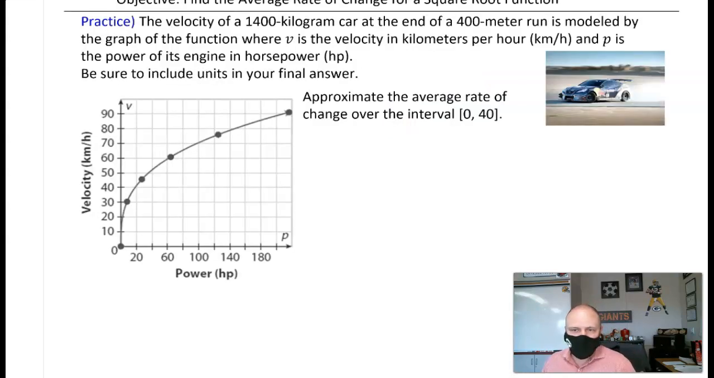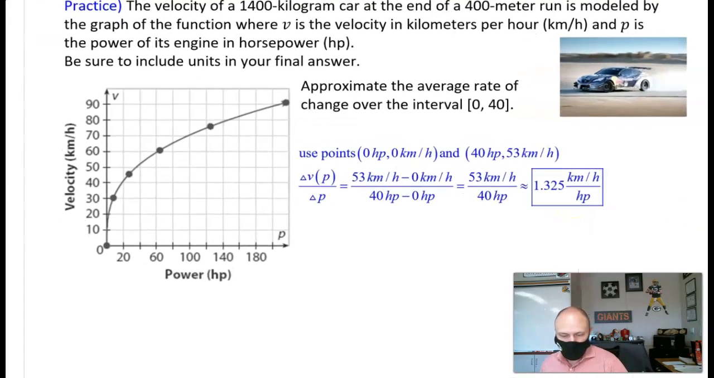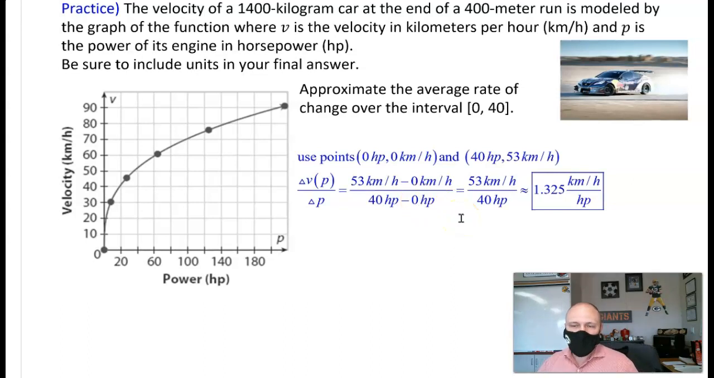All right, here is the solution for the average rate of change from the interval 0 to 40. Again, you're approximating, so the velocity for the vehicle may be different for 40 horsepower, but I selected 53 kilometers per hour. So it'd be 53 minus 0 over 40 minus 0. So 53 over 40 is 1.325. If you use something else like 52, that's completely okay. Just ask yourself, did you use units? Kilometers per hour divided by horsepower.